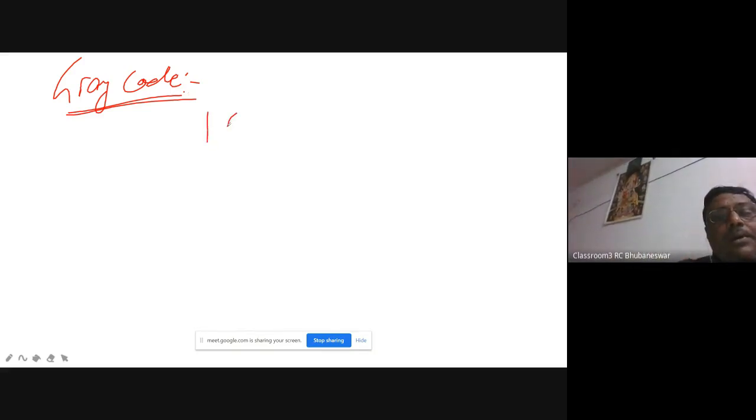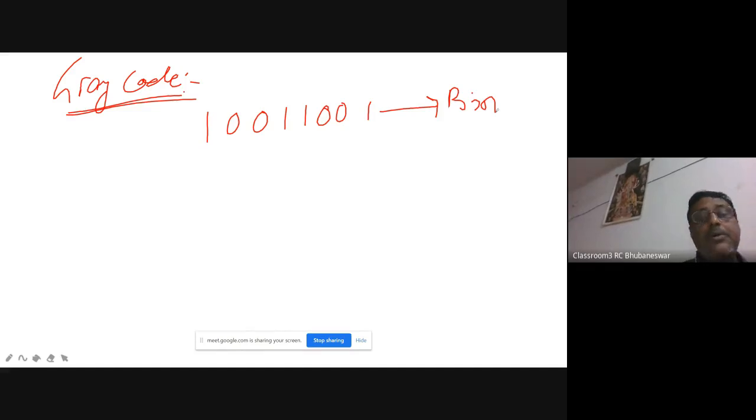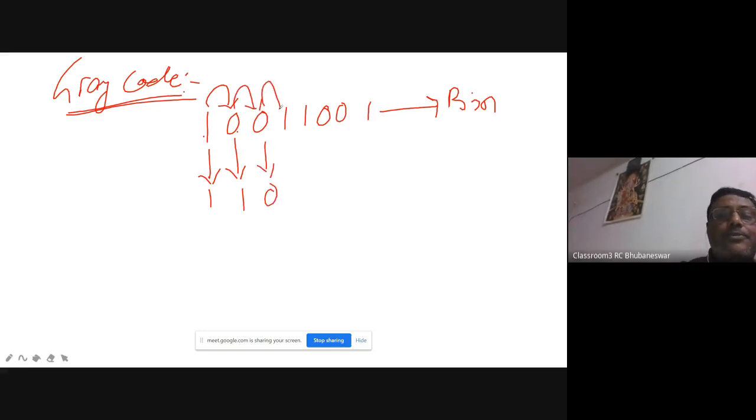Suppose we have a value like 1, 0, 0, 1, 1, 0, 0, 0, 1. Suppose this is in binary. I am showing you how to convert the number from binary to Gray. In the case of binary to Gray, this is your MSB. So the MSB is constant. Then the subsequent bit will be added and the result will be stored. 1 plus 0, 1. 0 plus 0 is 0. 0 plus 1, 1. 1 plus 1, 0 with carry 1, omit the carry.